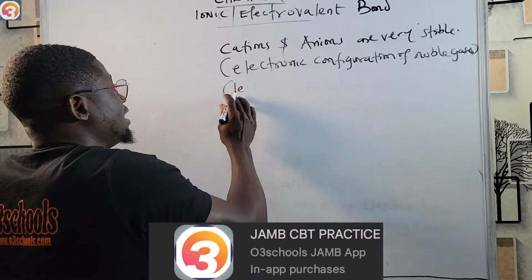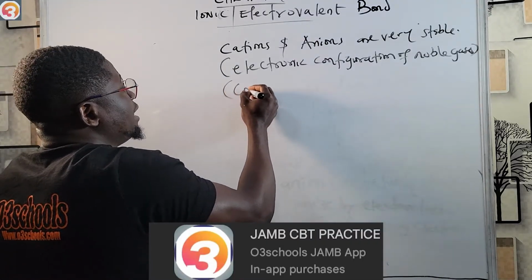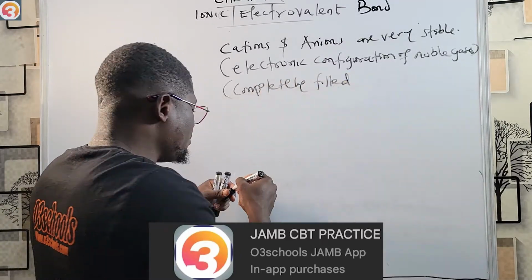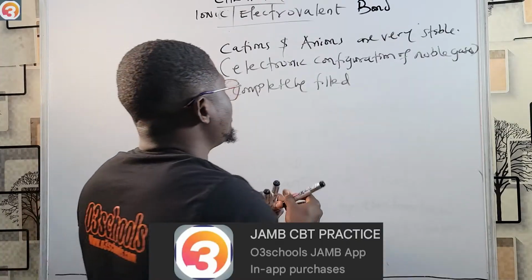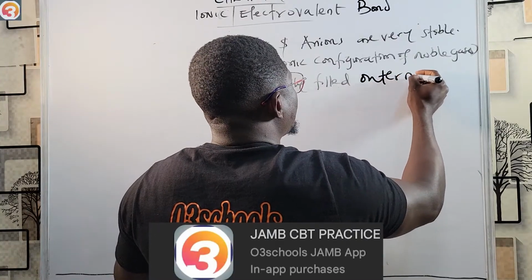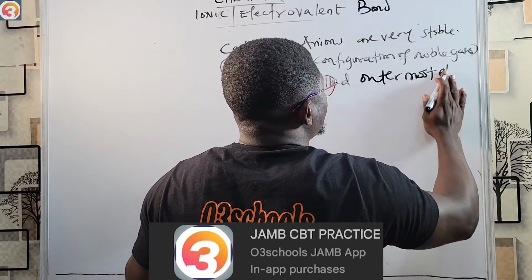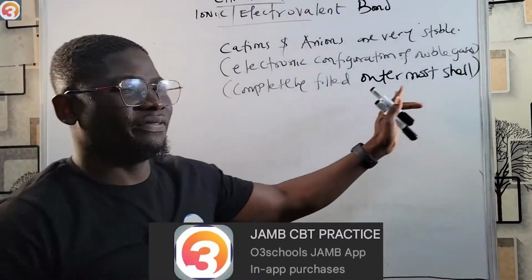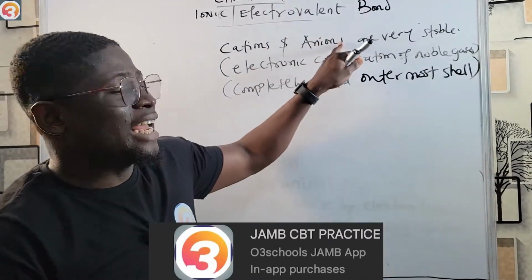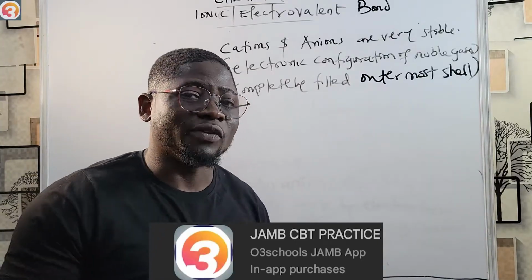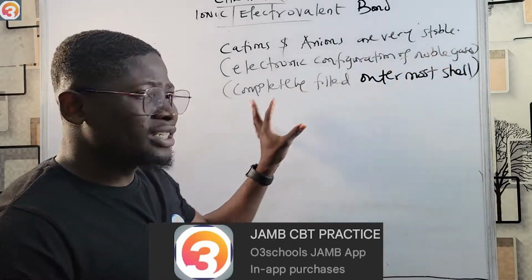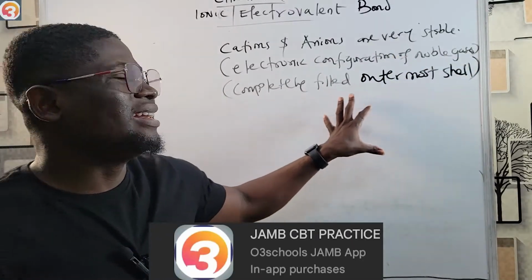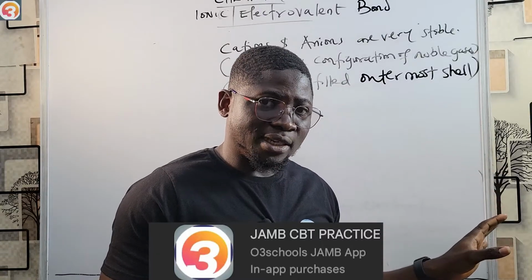That is, they have completely filled outermost shell. So the outermost shell is completely filled. Right. Now the cations and anions that are formed during this transfer of electrons are very stable, which means that they have the electronic configuration of the noble gases, and they have completely filled outermost shell.